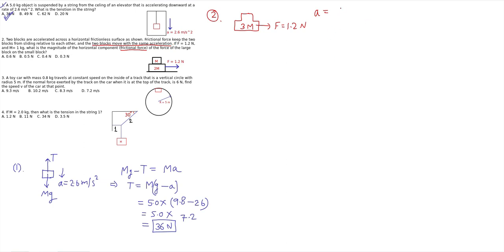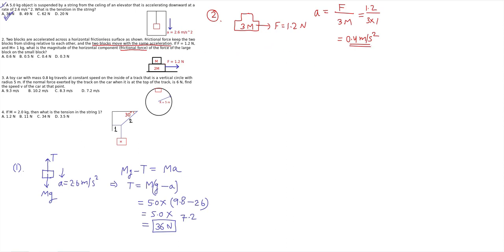So the common acceleration a will be net force divided by total mass. Total mass is 3m, and if you put the values, F is 1.2 upon 3m, 3 into mass m, which is given as 1 kg, so this is 0.4 meters per second square. So this is the acceleration of both the blocks.